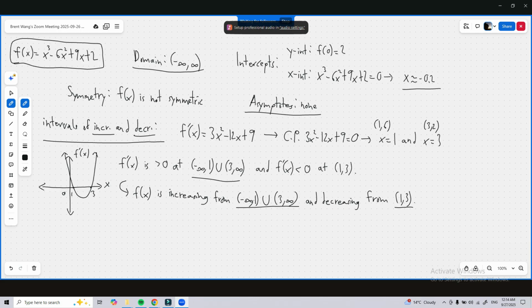Now we can use the first derivative test. I'm going to use both the first and second derivative tests in all my examples, so you guys have a good idea. You can really use either one, it doesn't matter. They're both just as good.